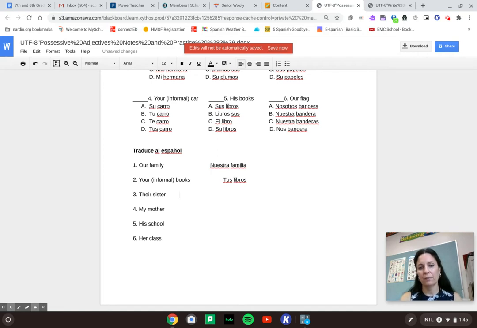Their sister. So we know hermana is sister. To say their sister, it's going to be su hermana. My mother. So madre is mother, and we either have mi or mis, so it's going to be mi madre. His school. Remember, su is for his or her, and then escuela is the word for school. And then her class. So the word clase is class, and then we're going to say su clase, her class. So those are the answers for that activity.